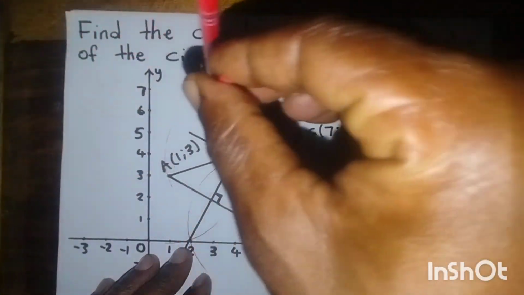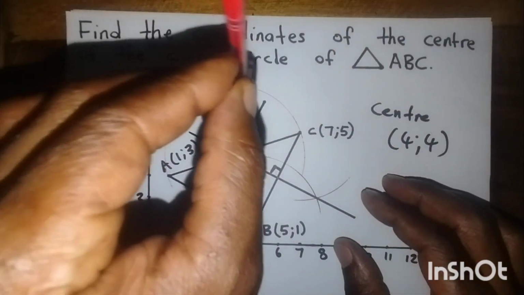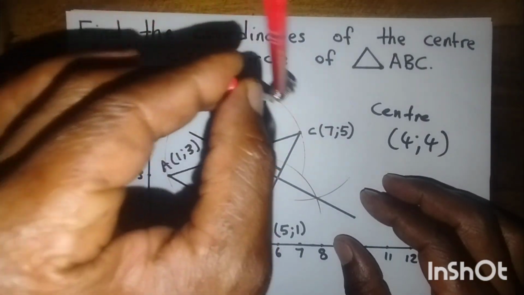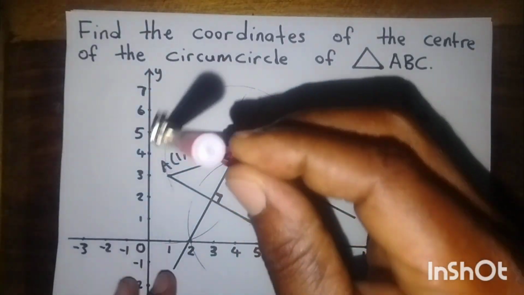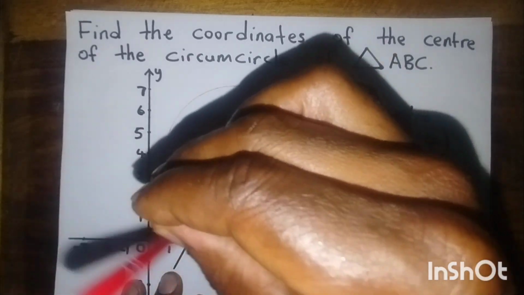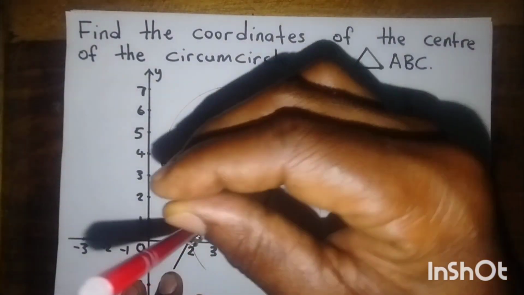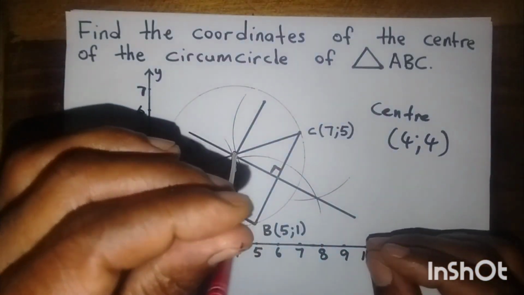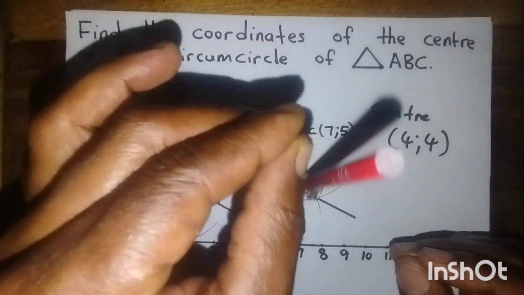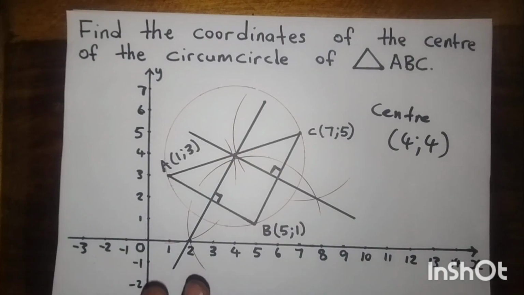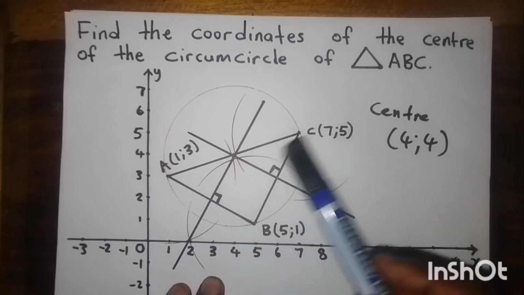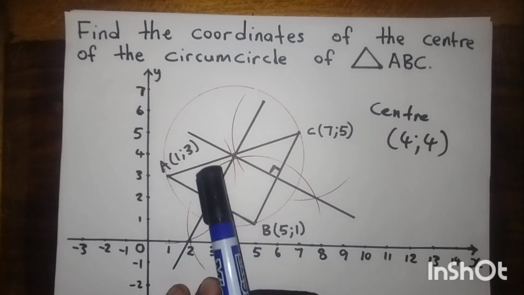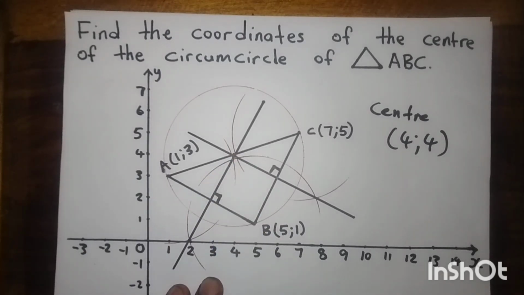So you realize that the vertices of my triangle will lie on the circumference of the circle. The three vertices, that is the vertex at A, B, C, will lie on the circumference. Okay, so this is roughly my circumcircle. As you can see, the vertex at B here lies on the circumference, and C on the circumference, and vertex A on the circumference, with the center (4; 4).